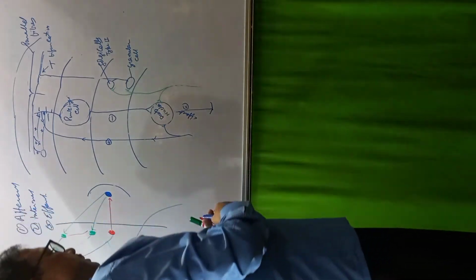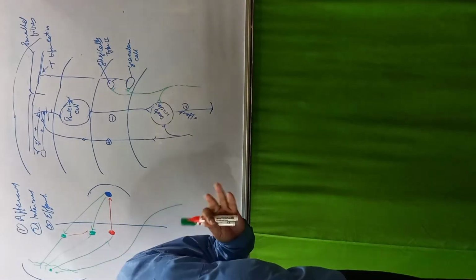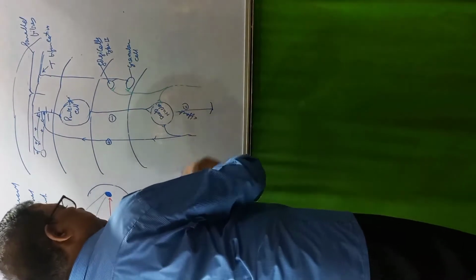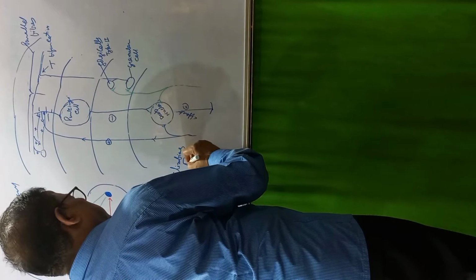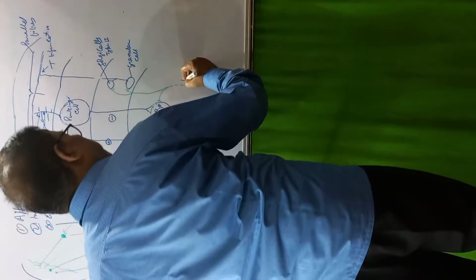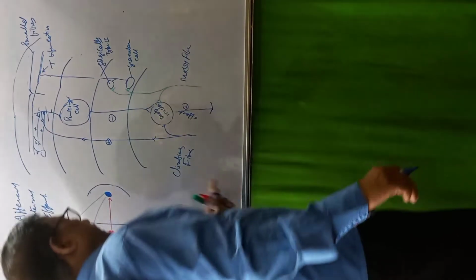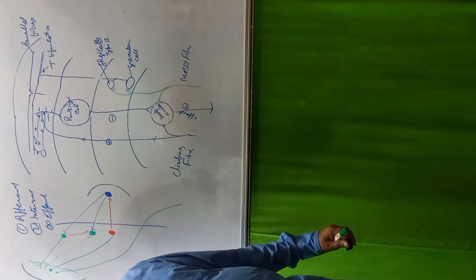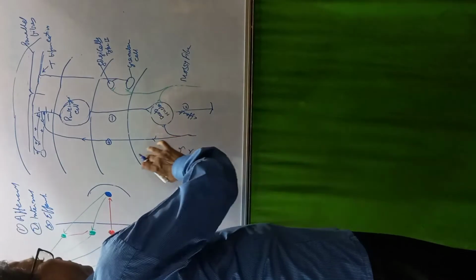So now, starting with afferent fibers, there are two types of fibers coming into the cerebellum. Number one is climbing fibers, and number two is mossy fibers. Climbing fibers are from the inferior olivary nucleus. From the inferior olivary nucleus, fibers come to the cerebellum.